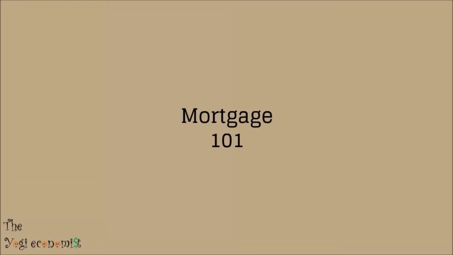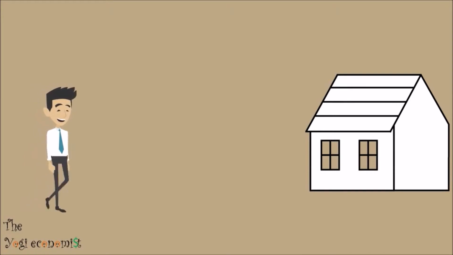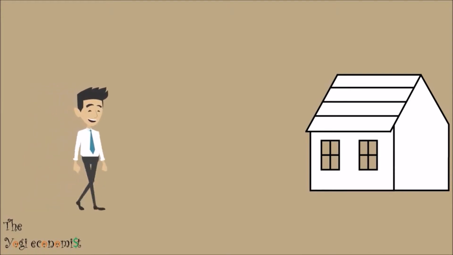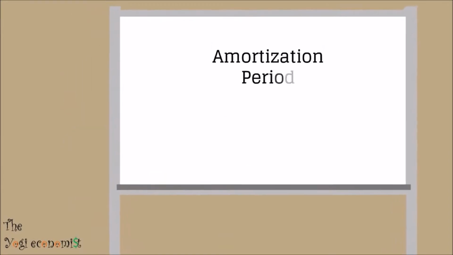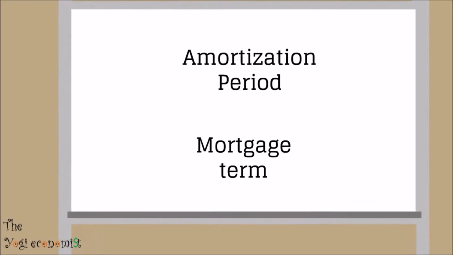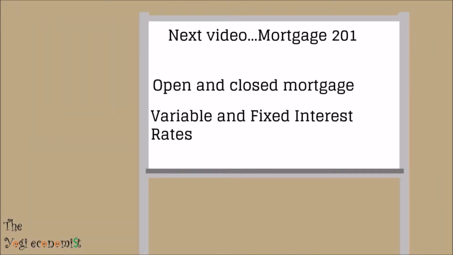Mortgage 101. Dumbo boy wants to buy his first home. But without a mortgage it is not possible. The crafty mortgage broker provides different options. In this video, I will talk about amortization period and mortgage term in detail. In the next video, we will go through open-closed mortgages and mortgage rates in detail.